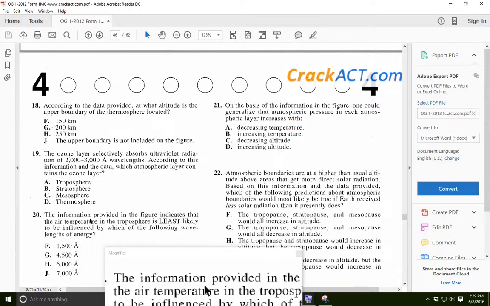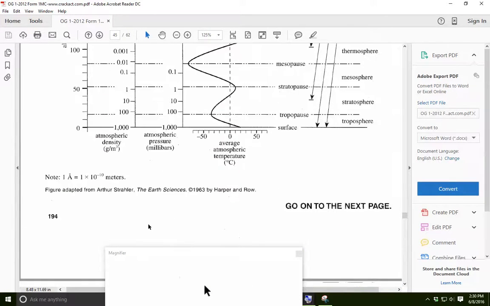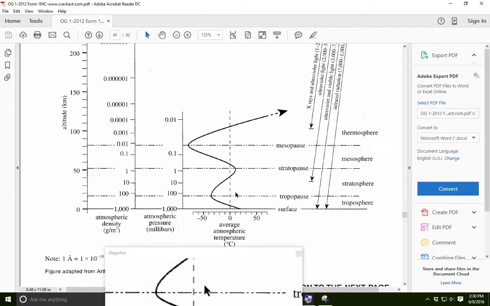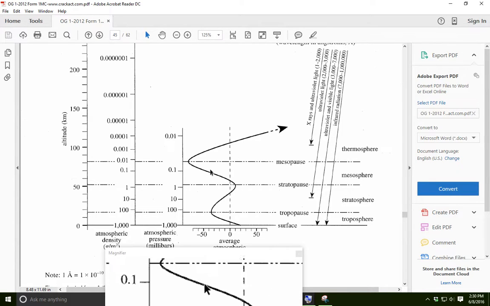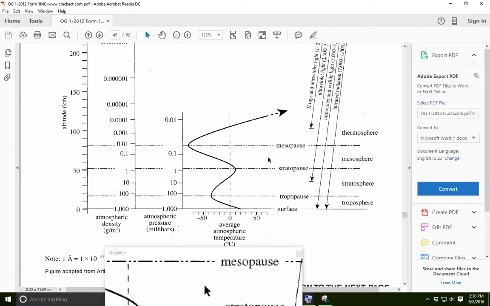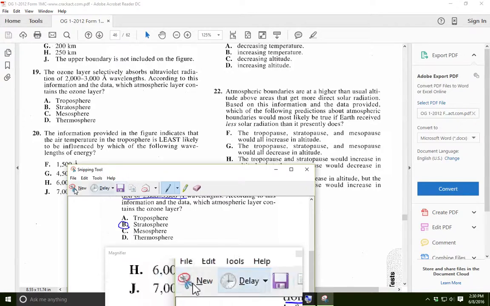So the air temperature in the troposphere is least likely to be influenced by... as you can see, average atmospheric temperature... let's snip this question.